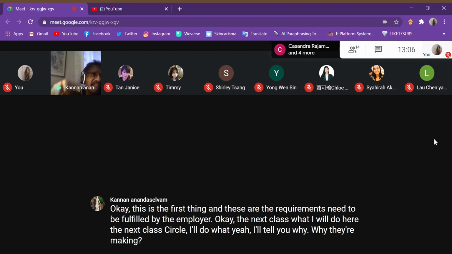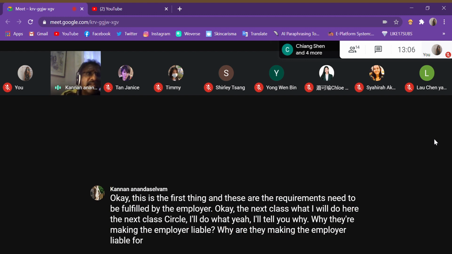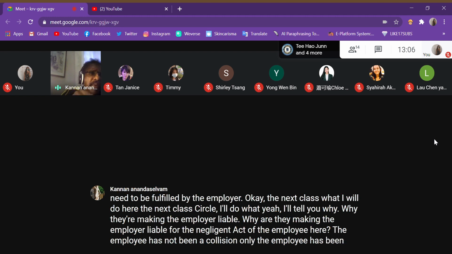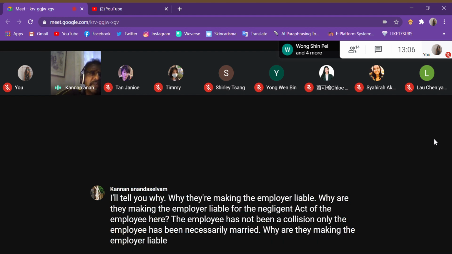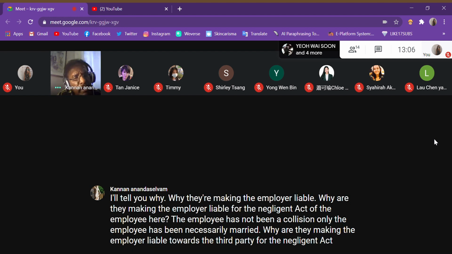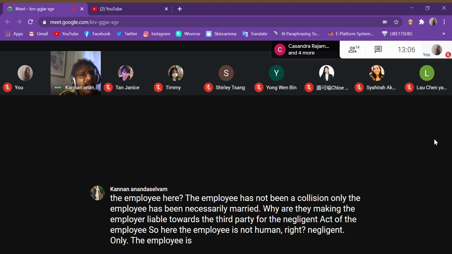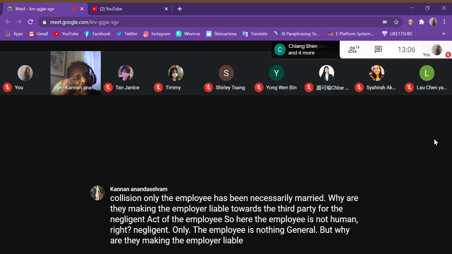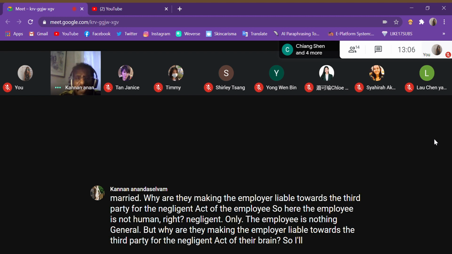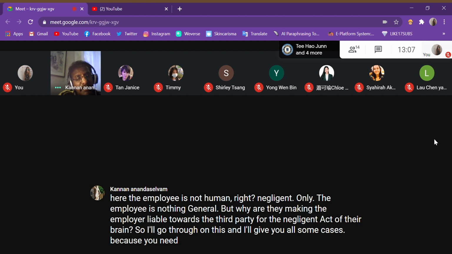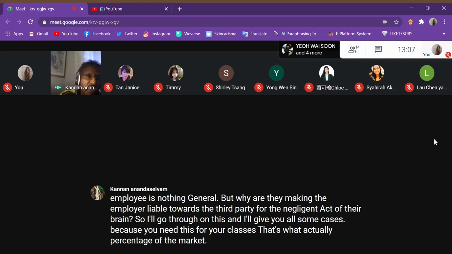they're making the employer liable. Why are they making the employer liable for the negligent act of the employee? Here, the employer has not been negligent, only the employee has been negligent, am I right? Why are they making the employer liable towards the third party for the negligent act of the employee? So I'll go through this and I'll give you all some cases, because you need this for your midterm, your class test. It carries 50% of the mark. Am I right? Okay.